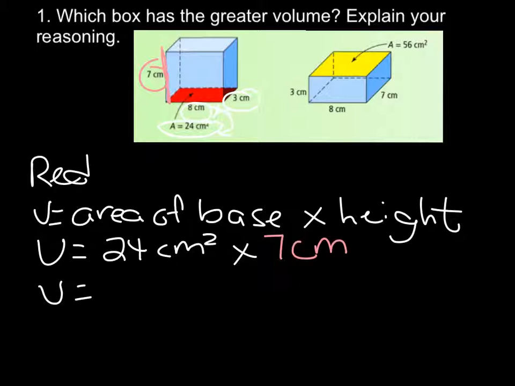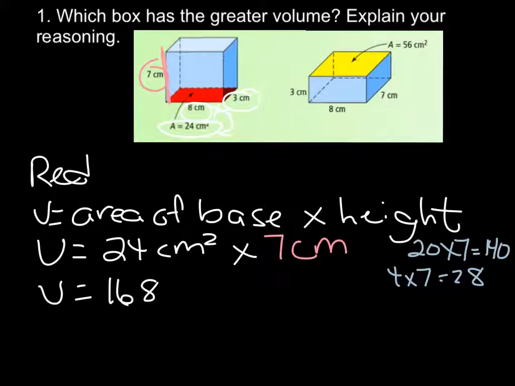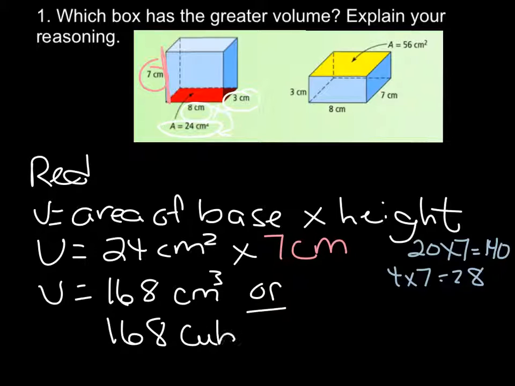So 24 times 7 is, well, 20 times 7 is 140, and 4 times 7 is 28. So if we add those two together, we can get a total volume of 168 centimeters. And what's our unit for volume? Yeah, cubed. Okay, or you could say 168 cubic centimeters.